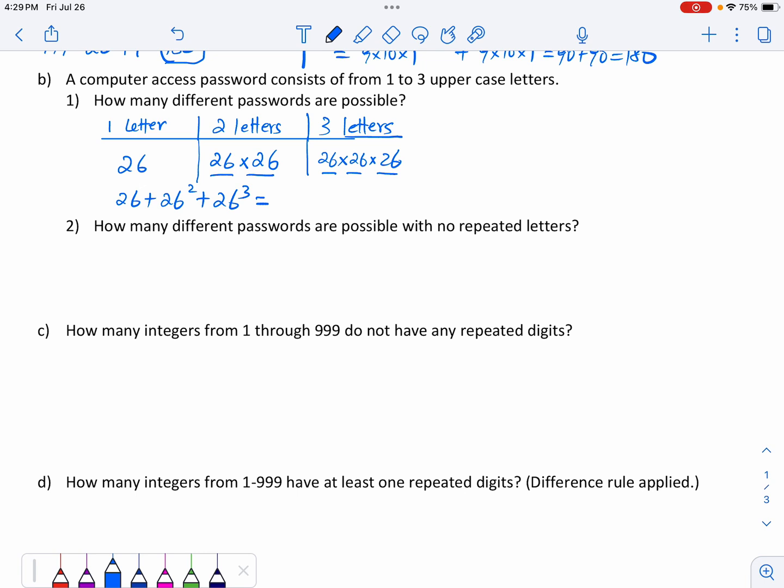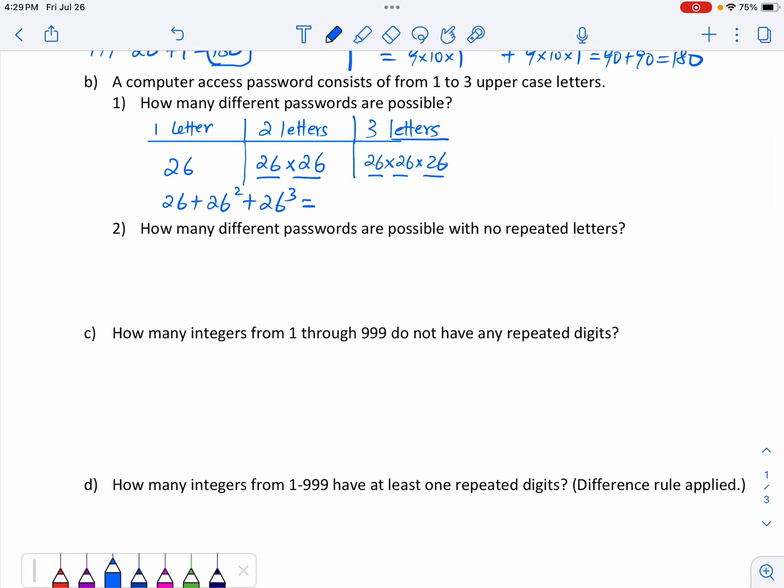You can certainly find each of those and add them together, but I would like to review the sum of the first n terms of a geometric sequence. If you have a plus ar plus ar squared plus, and so on, plus ar to the n, I usually like to factor out the a. Then it becomes a times (1 plus r plus r squared, and so on, plus r to the n). Here's the formula for this part: 1 minus r to the n plus 1, so this power is 1 higher than the highest power in this part, divided by 1 minus r.